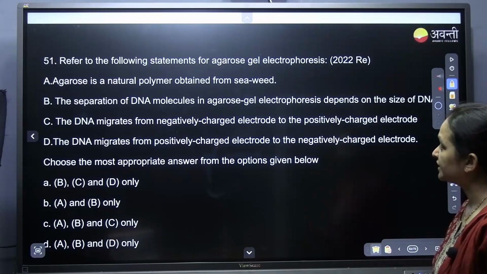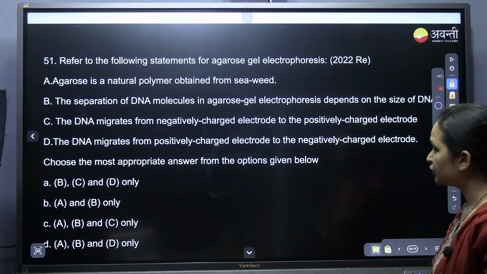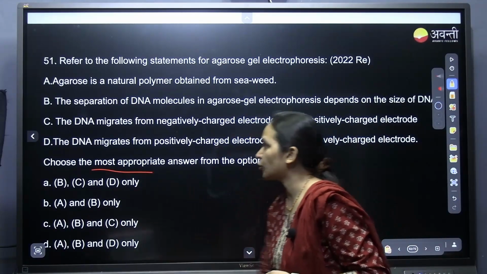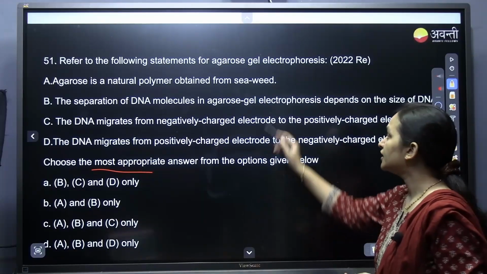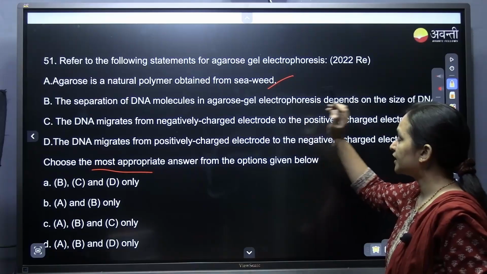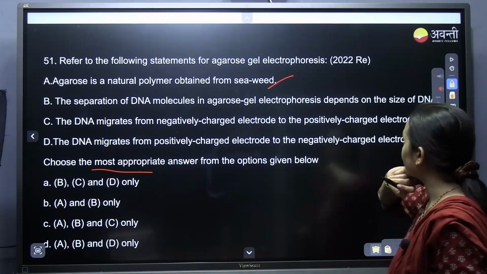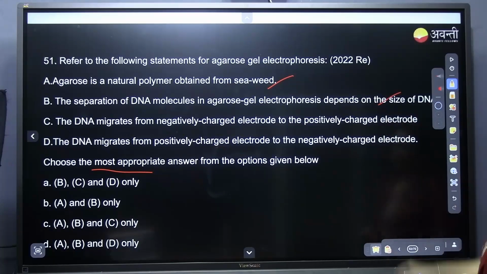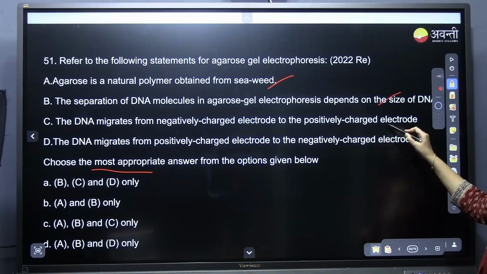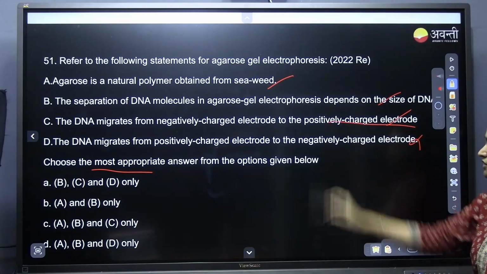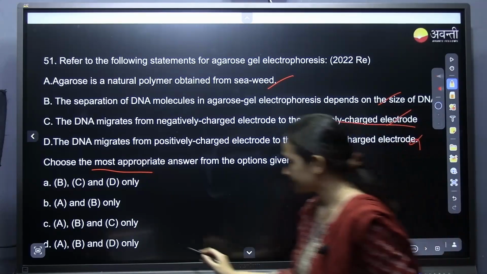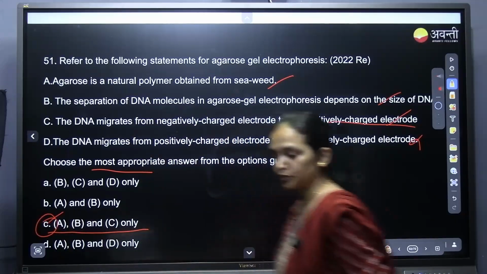Refer to the following statements for agarose electrophoresis. We need to find the most appropriate, which means correct, option. Agarose is a natural polymer obtained from seaweed. Yes. The separation of DNA molecules in agarose electrophoresis depends on the size of DNA. Yes. The DNA migrates from the negatively charged electrode to the positively charged electrode. Yes. Statement C, DNA migrates from positively charged electrode to negatively charged electrode, is not true. A, B are correct. C is the correct option.